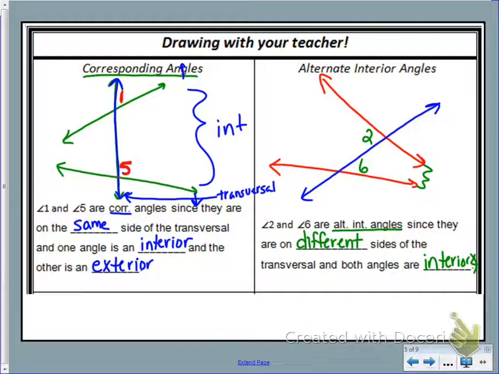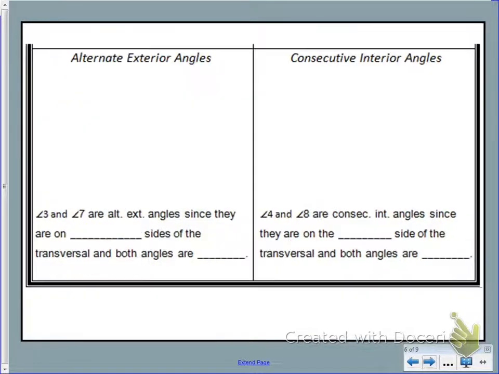Keep in mind they can't share a vertex and they can't be adjacent. All right, what about alternate exterior angles? So alternate exterior angles look like this. Now my transversal is running horizontally.